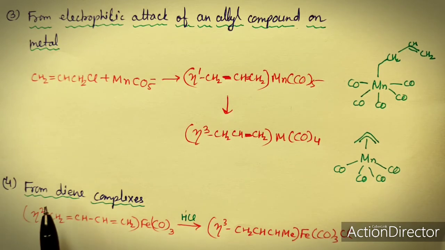Now the fourth method is the synthesis of metal allylic complex from the diene complexes. So this is a butadiene complex, and it is acting as an eta 2 type of ligand. Here only one double bond is attached, through two carbon atoms to this metal center. So this butadiene complex can be converted into the allyl complex in the presence of an acid.